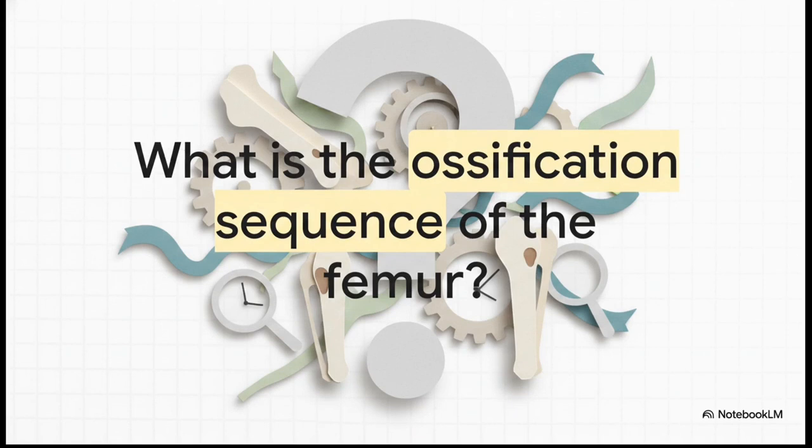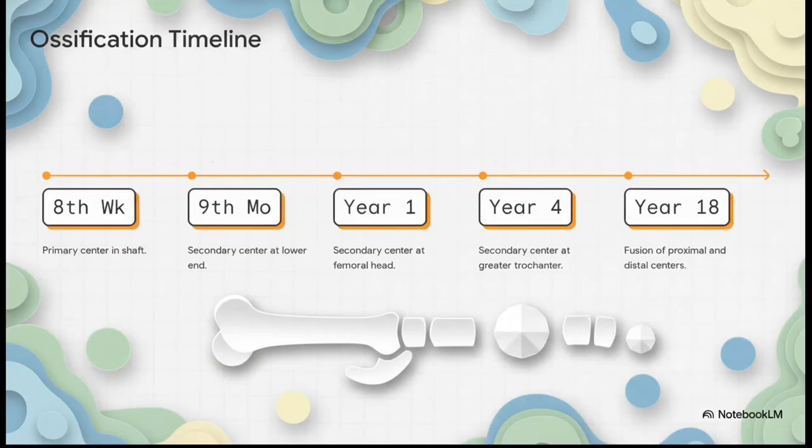Shifting gears over to development. This is a classic high-yield Viva question, and forensic anatomy absolutely loves this topic too. Take about 5 to 8 seconds and try to recall when exactly does the very first primary ossification center appear. It's pretty amazing, actually.